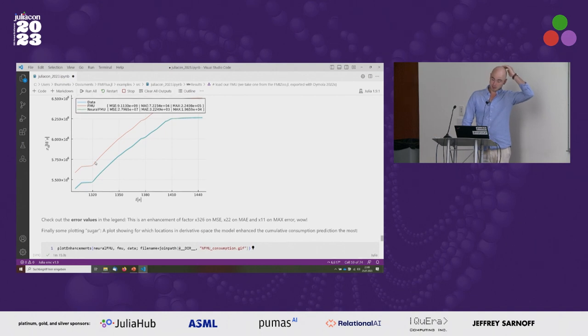So in numbers, the MSE, the mean squared error, has improved by a factor of around 300, the mean average error by 22, and the maximum error by a factor of 11, which is also very good.